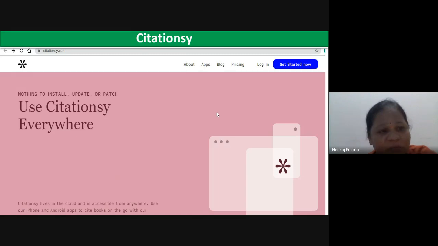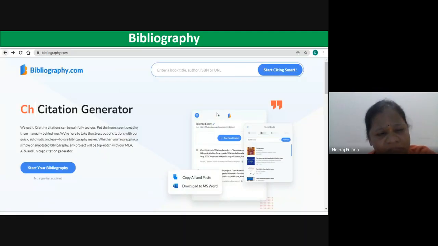Okay, so you can use the citationsite.com also. You can use the citation.